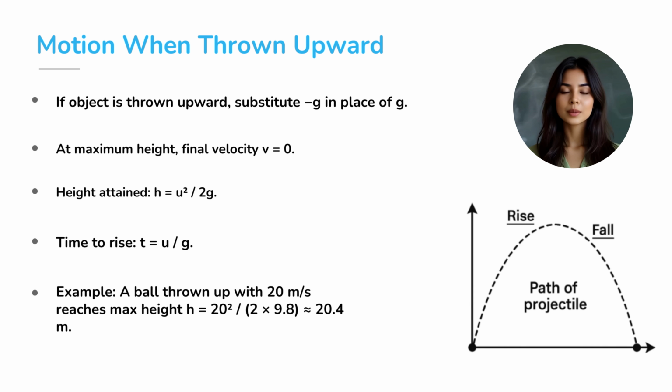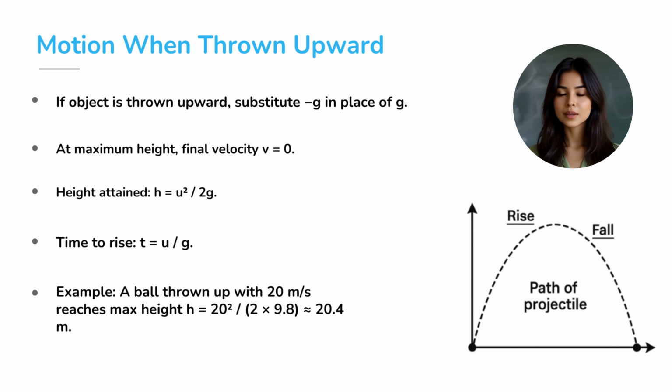Now, what happens if we throw an object vertically upward? In that case, gravity acts opposite to the direction of motion, so we take acceleration as minus g. At the highest point, the velocity becomes 0. From the third equation, we can calculate maximum height reached, h equals u squared divided by 2g. Similarly, the time to rise is given by t equals u divided by g.